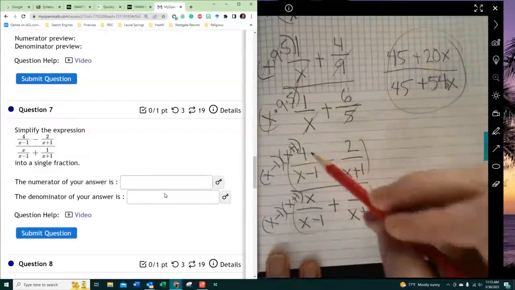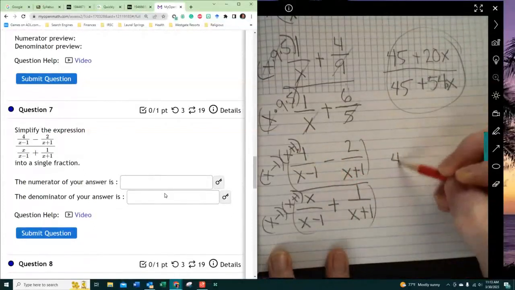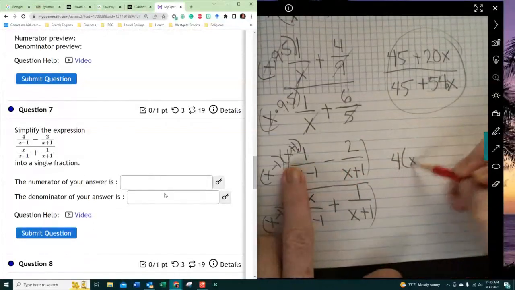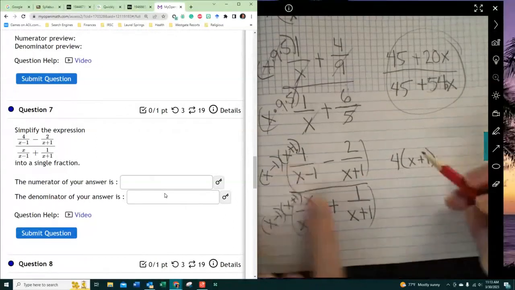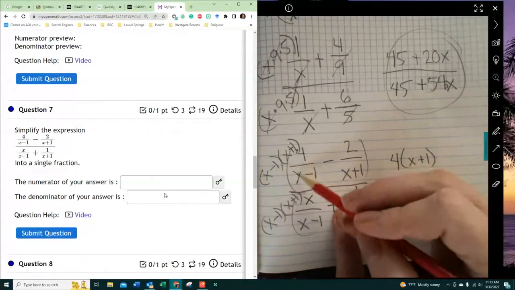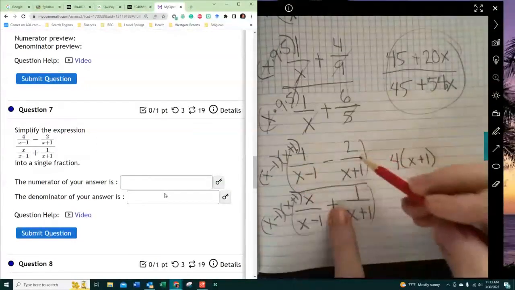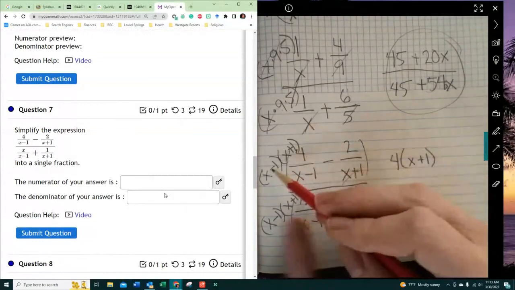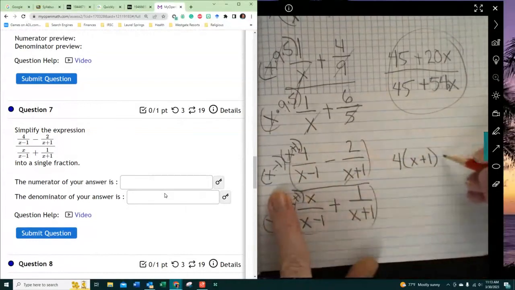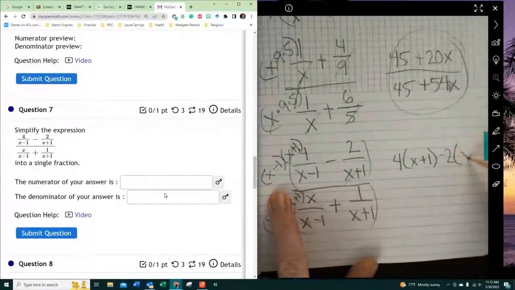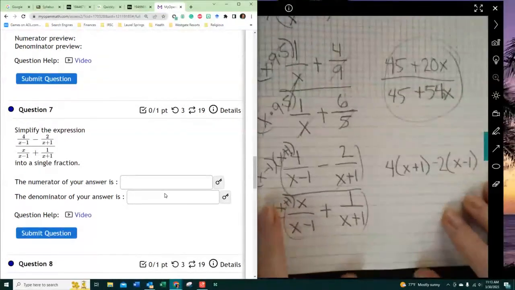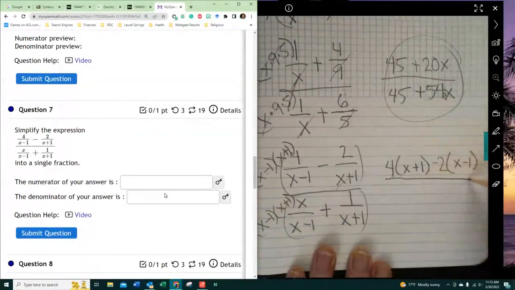So when I distribute this, I'm going to get 4 times x plus 1. And then I'm going to go ahead and distribute this out to here. And this will wipe this out, leaving you with this times that. So that's going to be -2 times x minus 1. Now I just distributed that.